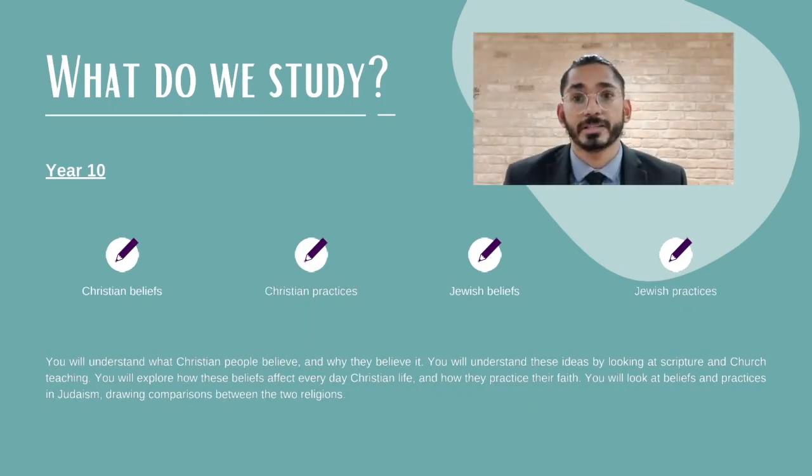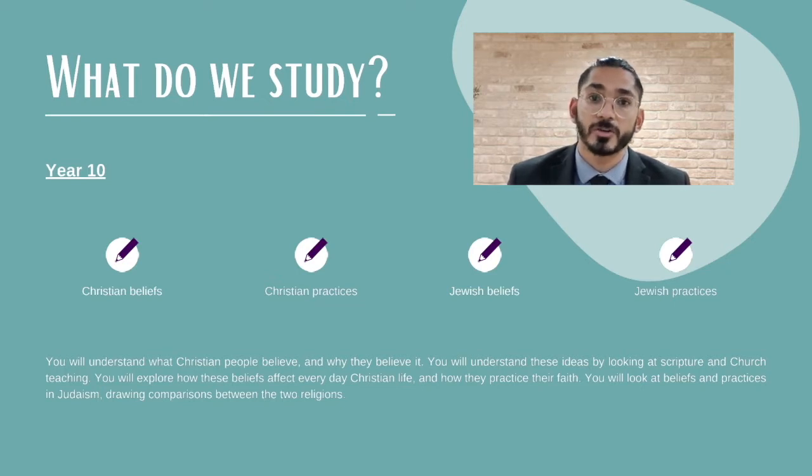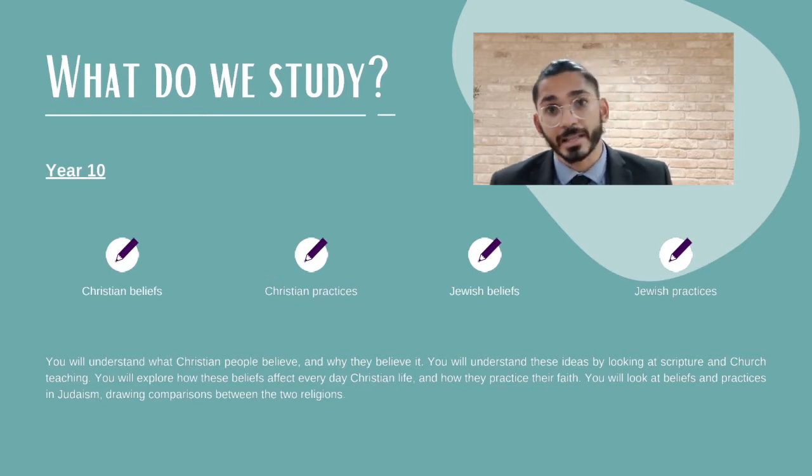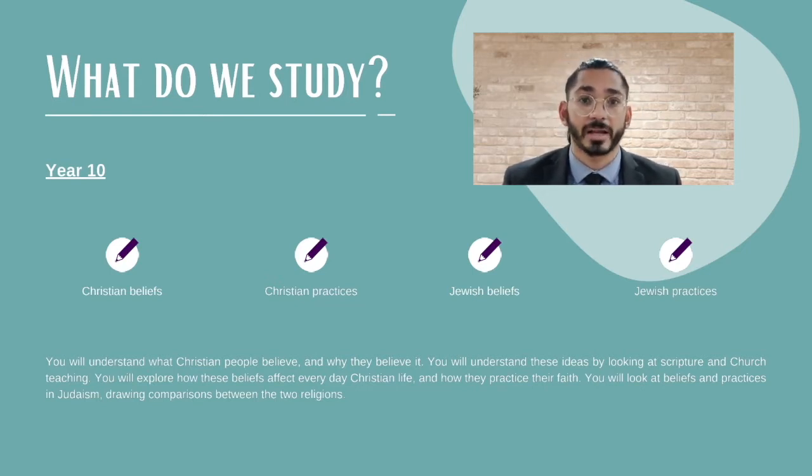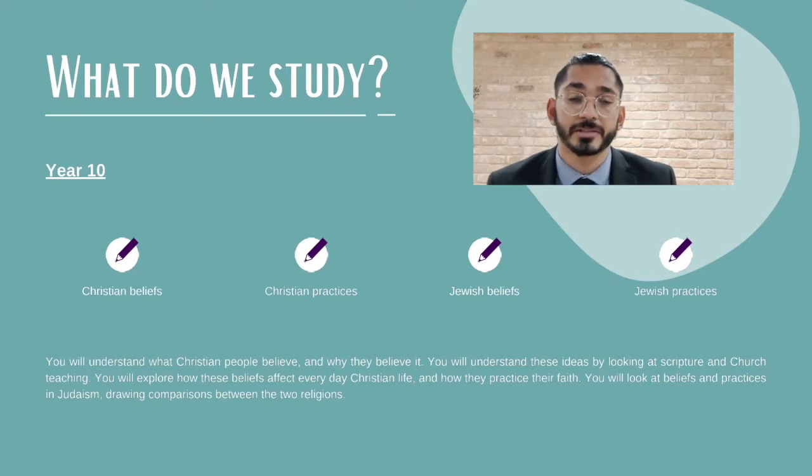So what does the GCSE actually look like? Well, it's made up of two different components. Component 1 is studied in year 10 and component 2 in year 11. Component 1 is the study of religions, and this is where we look at Christian beliefs and practices as well as Jewish beliefs and practices.